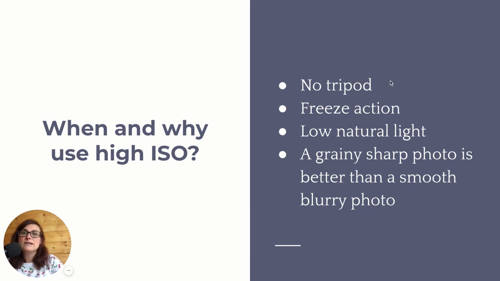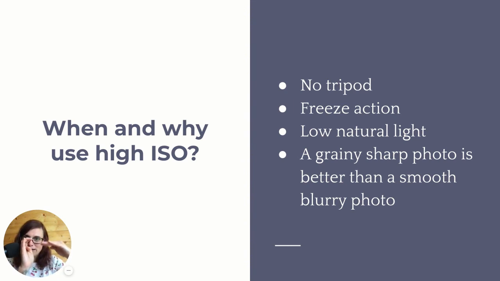Another instance when you might have to increase your ISO is if you're trying to freeze the action. So if you want to create action shots, your camera might be on a tripod. However, in order to create action shots and freeze the action, you have to use a very fast shutter speed. A faster shutter speed means less light comes in the camera. Therefore, you have to increase your ISO to let more light in so that it balances it out.